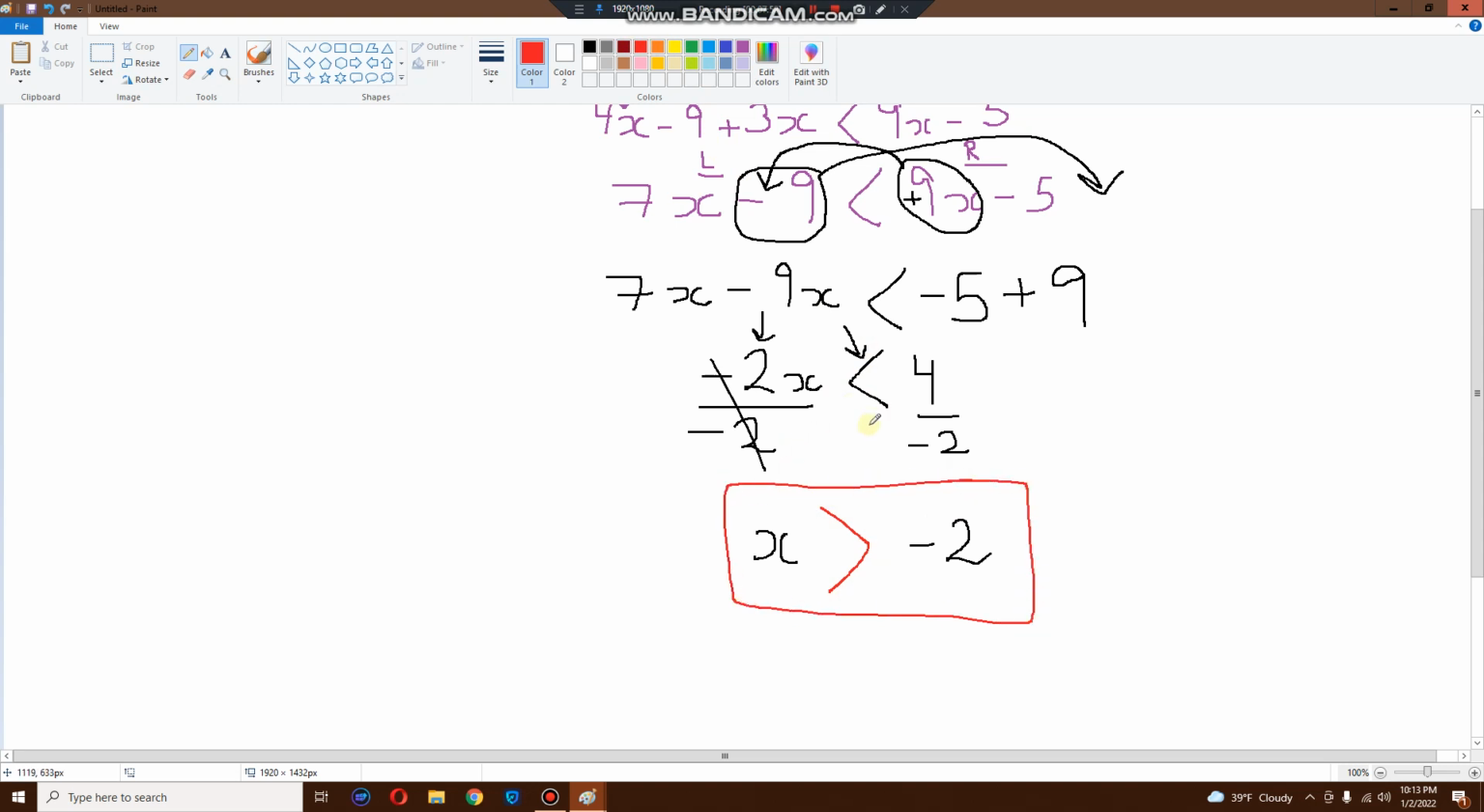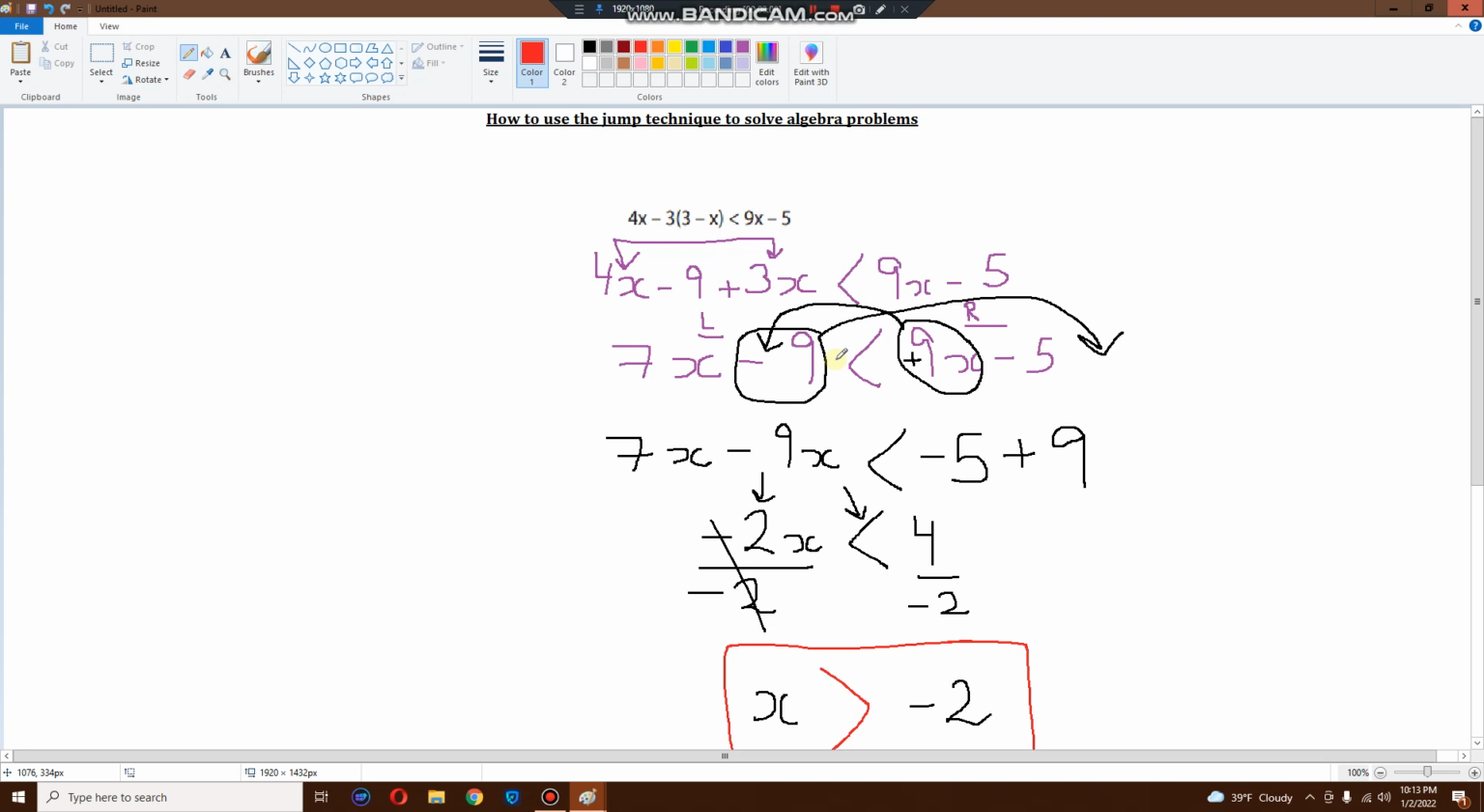Okay, and there we go. This is how you use basic jump technique to solve basic algebra problems. It's just another method, another strategy to help kids out in case they're having trouble with using the inverse technique that we usually teach in schools.